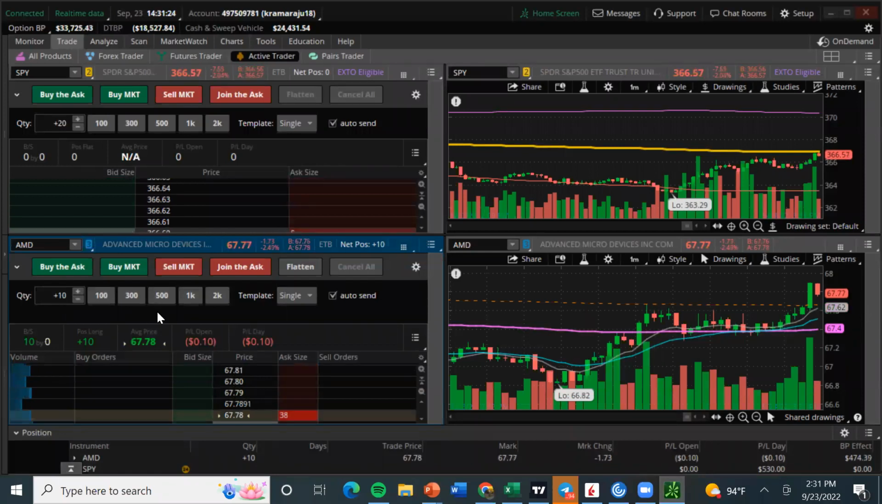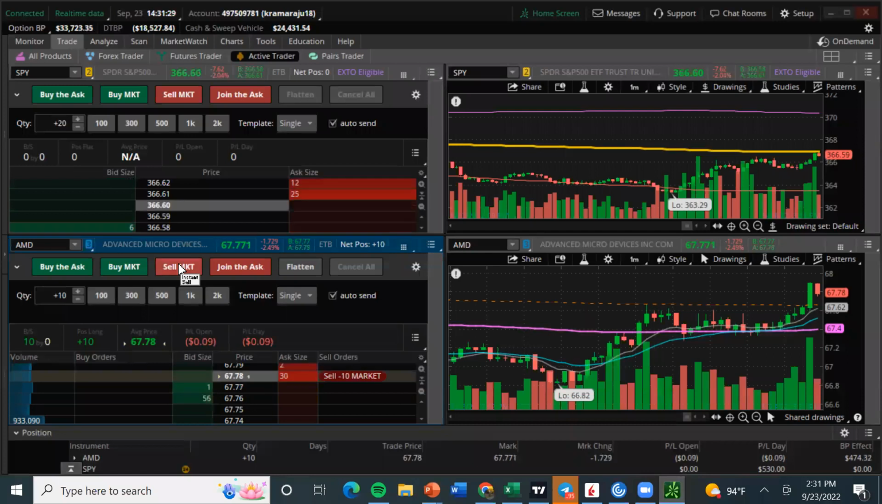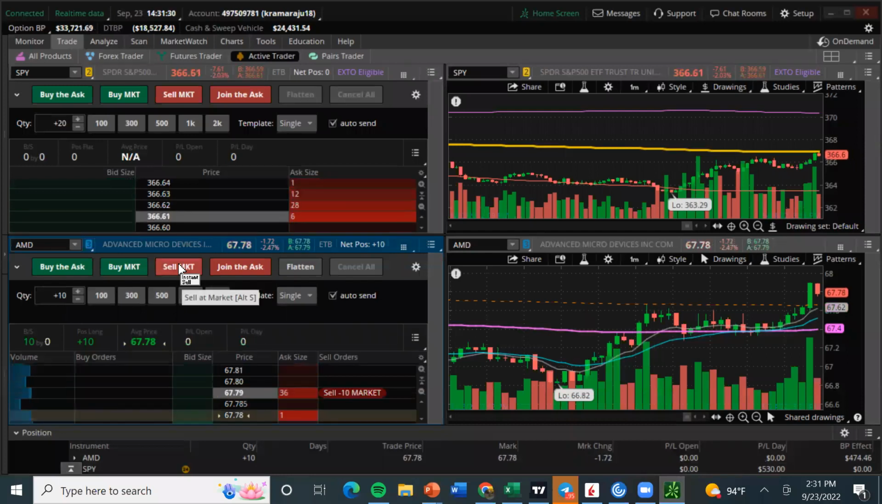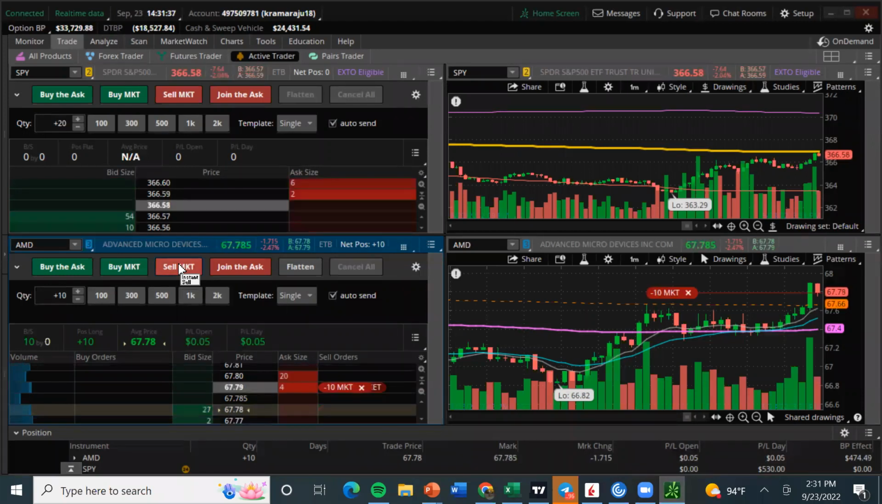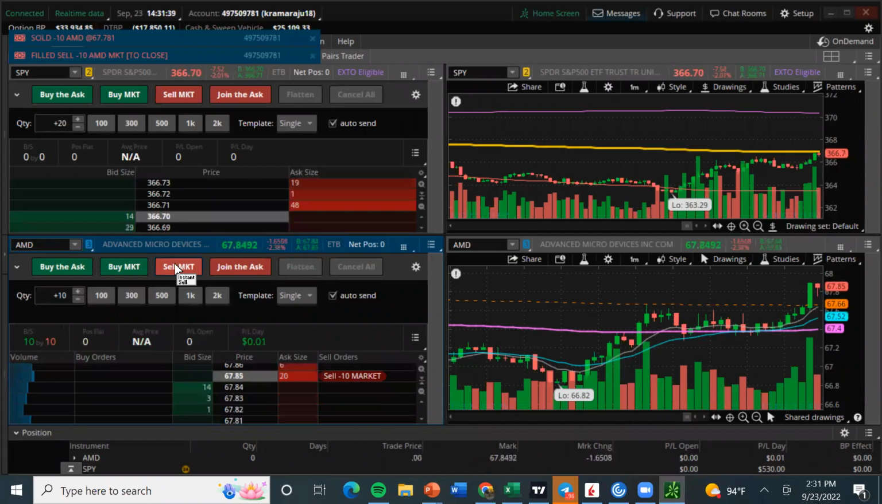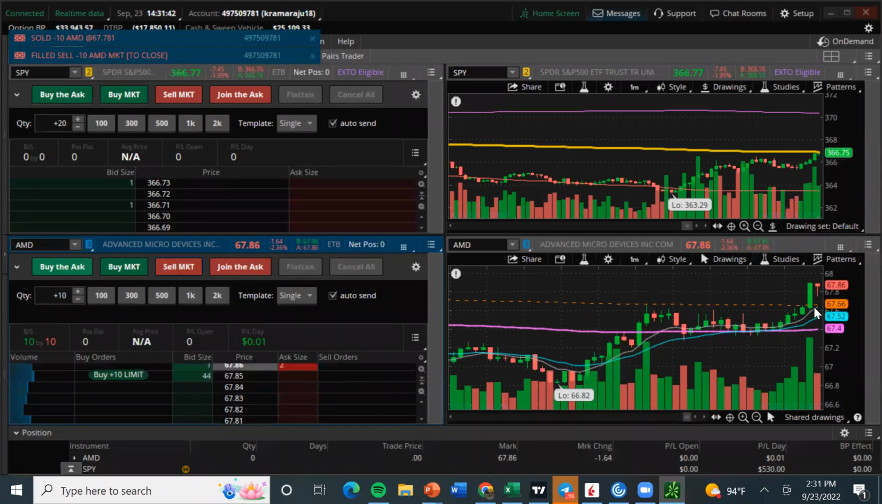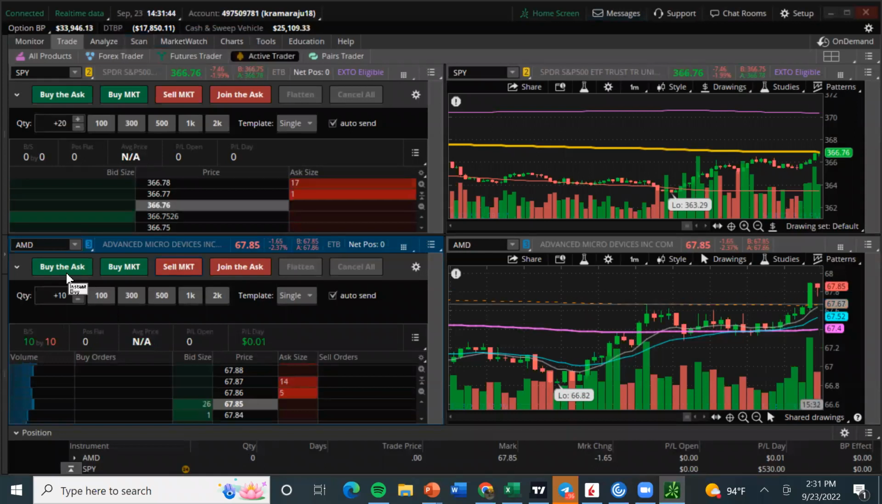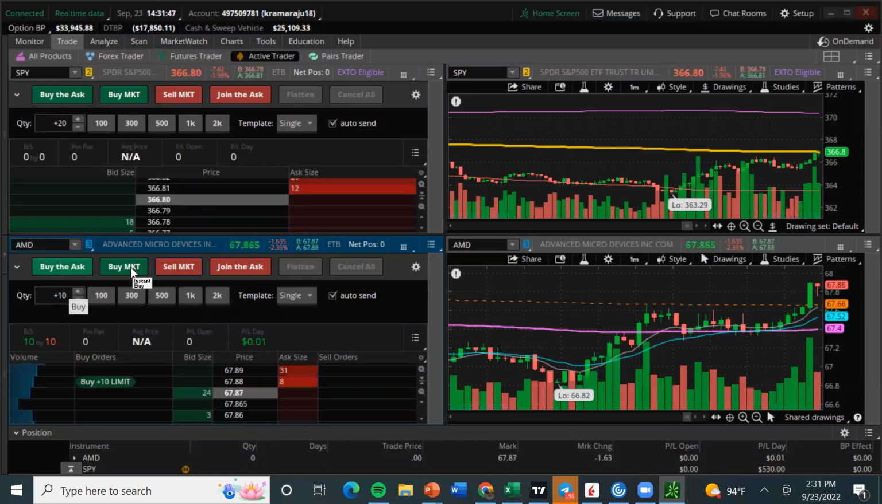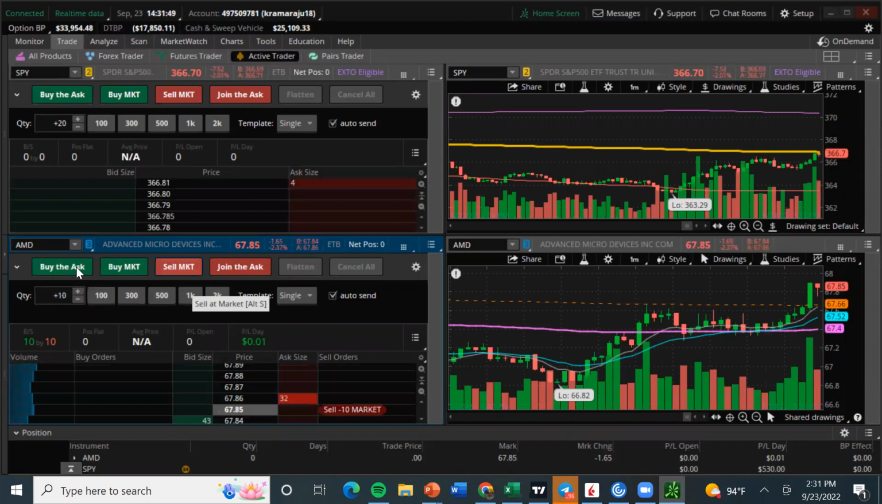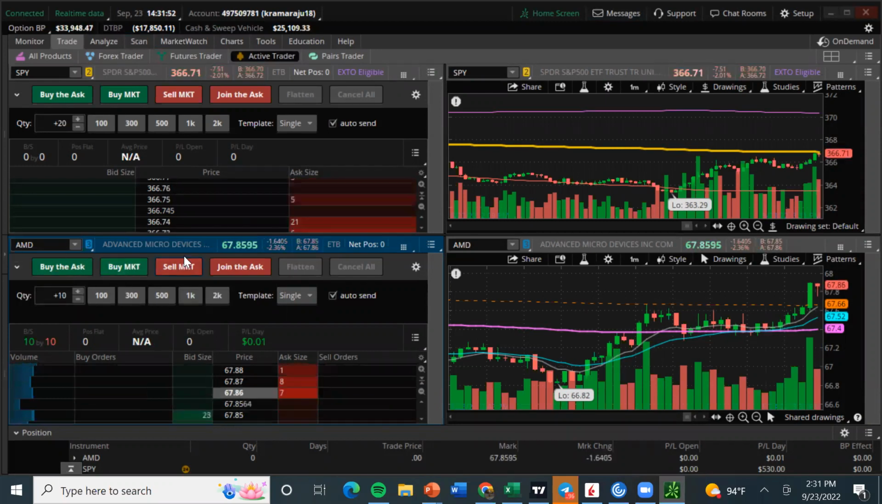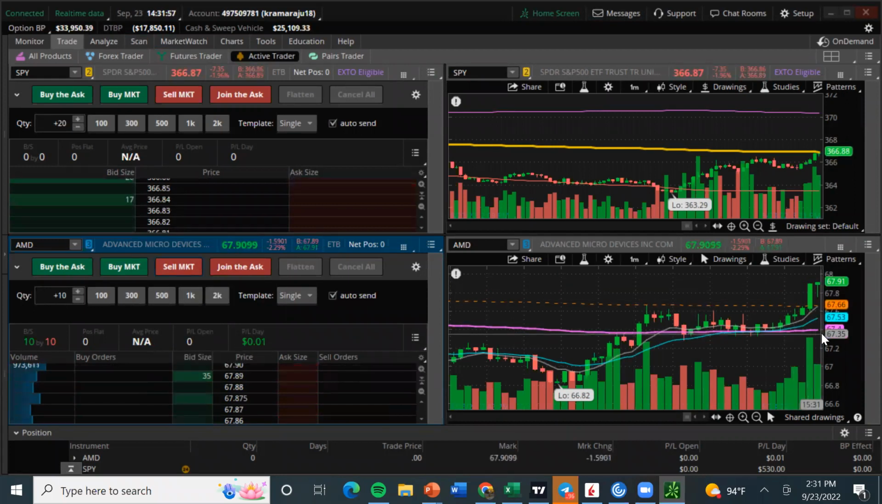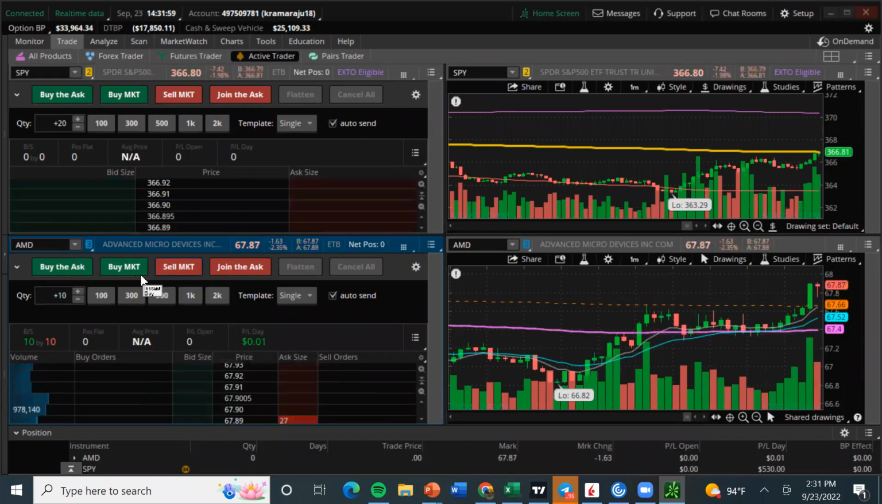Right? If you want to sell it, then basically sell market. That's it. Just two button clicks. If you see the candle moving up, then click on buy the ask or buy market. This is like limit orders. Buy the ask, sell market is like limit orders. Or you see that it is coming down, then immediately you can do the sell market.